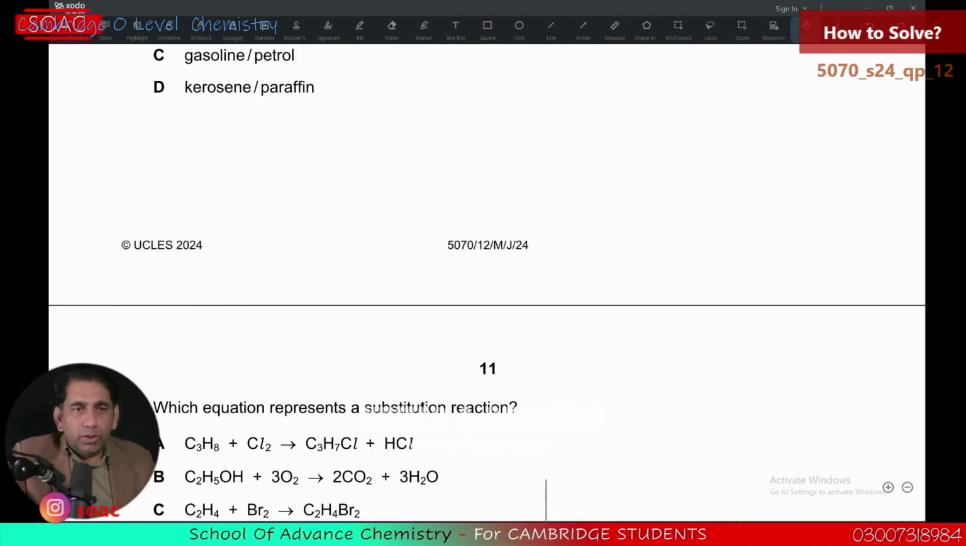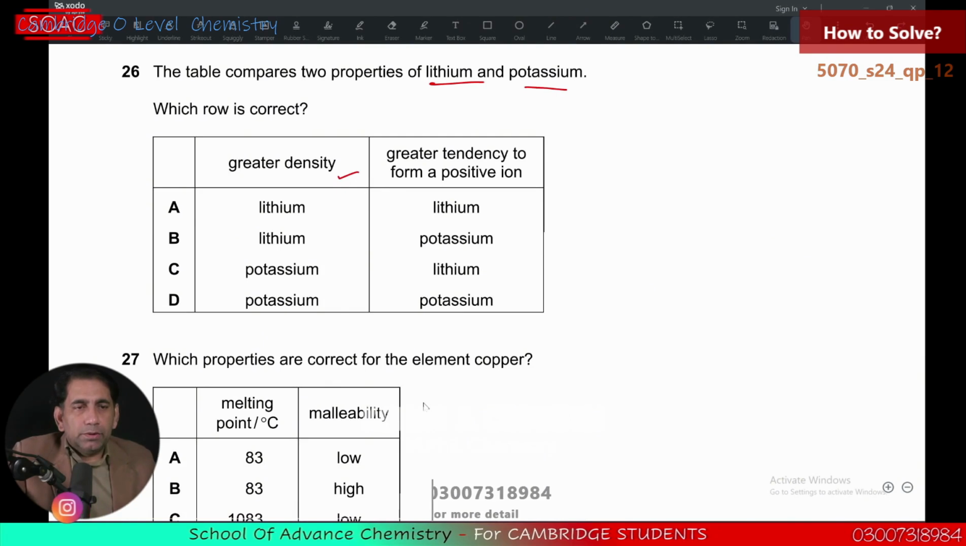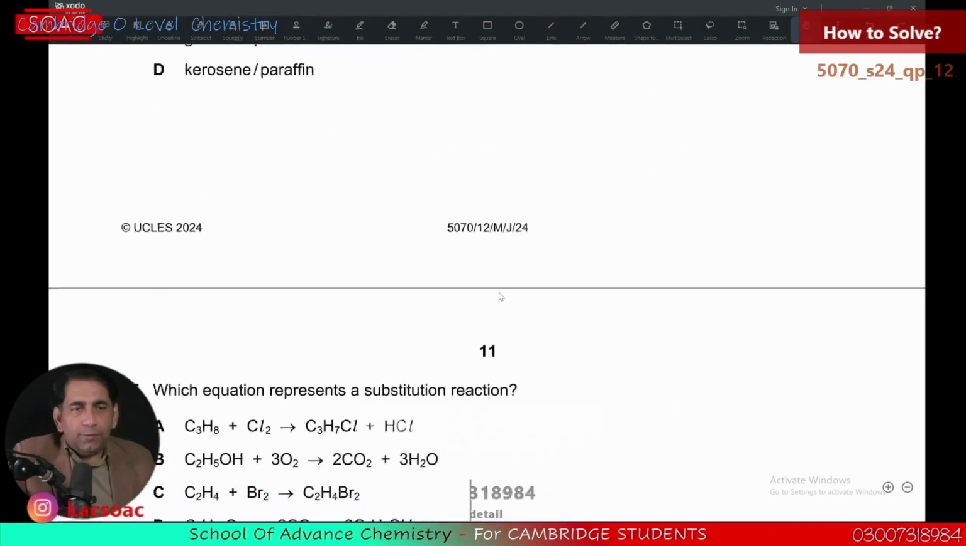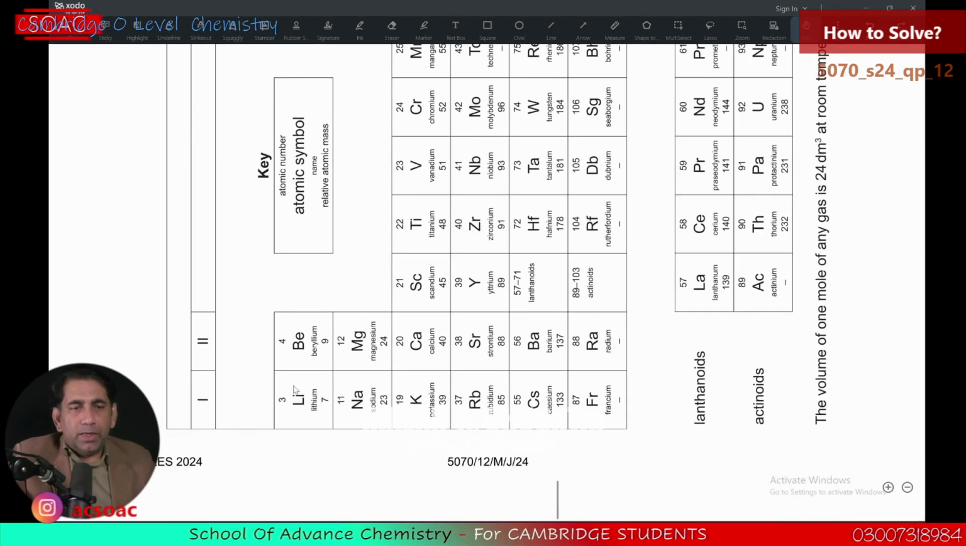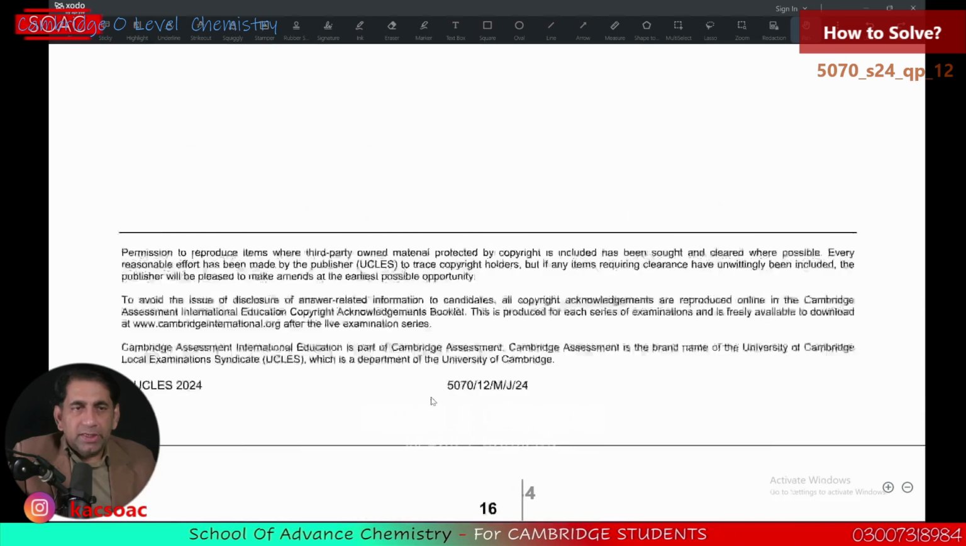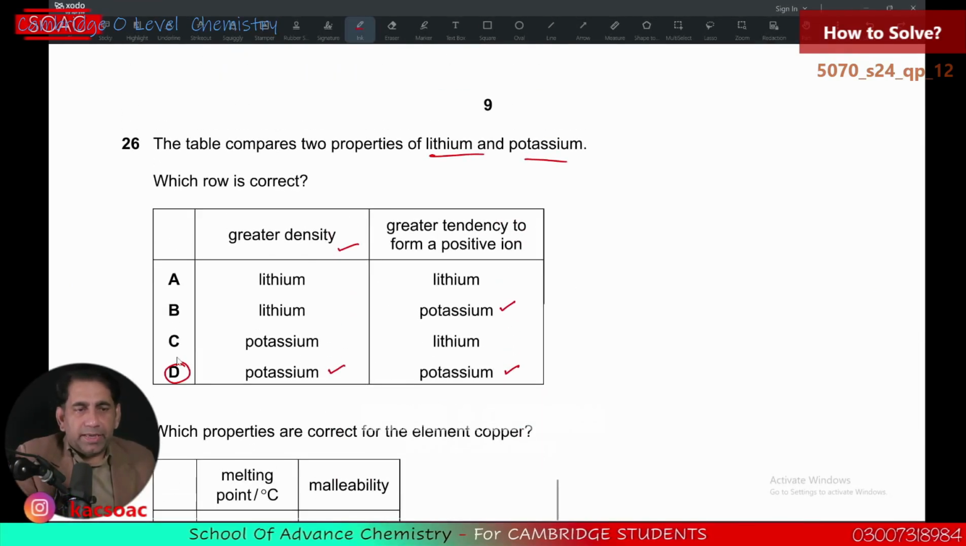As we move down the group, the formation of a positive ion becomes easier. The tendency to form a positive ion is greater for potassium. The density will also increase down the group, so it will be greater for potassium. Potassium is lower in group 1, and lithium is at the top. So as we go down the group in metals, density increases and the ability to form a positive ion also increases. So D is the correct option. Question number 26, D is the correct option.